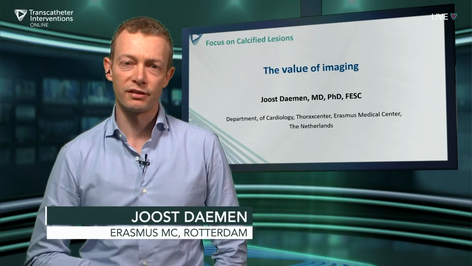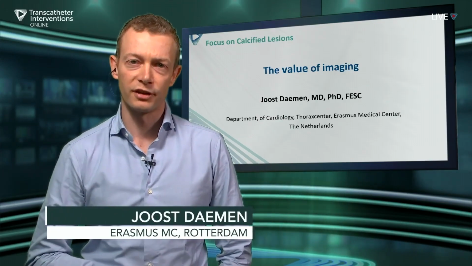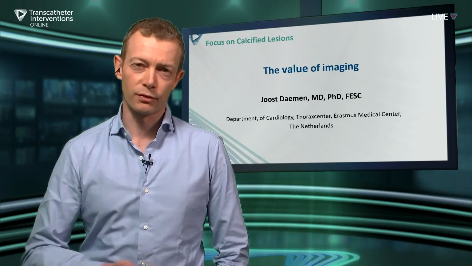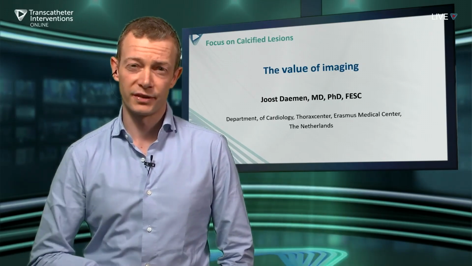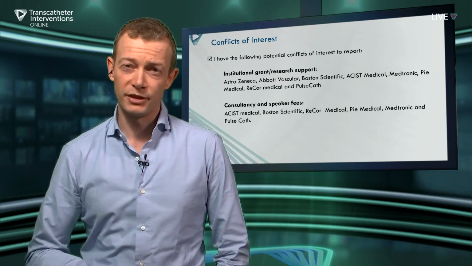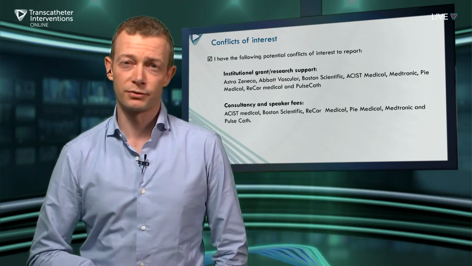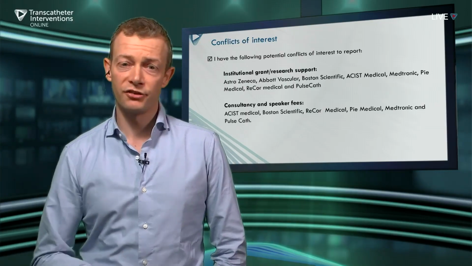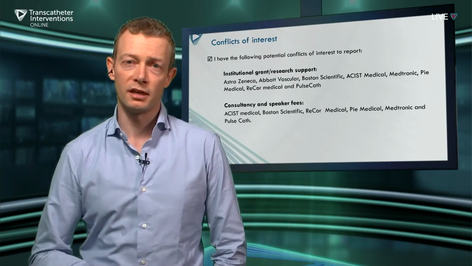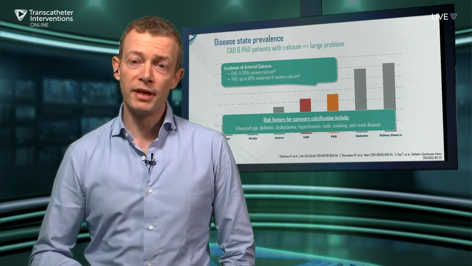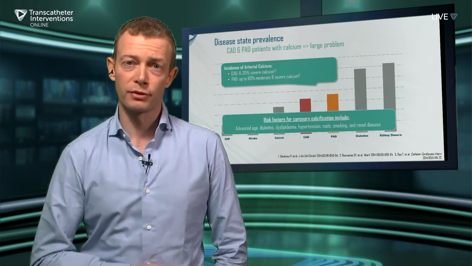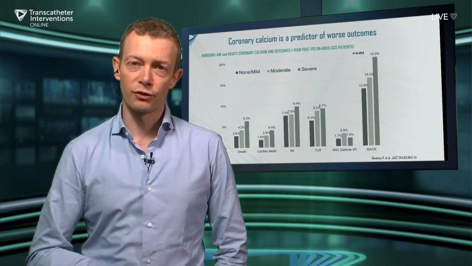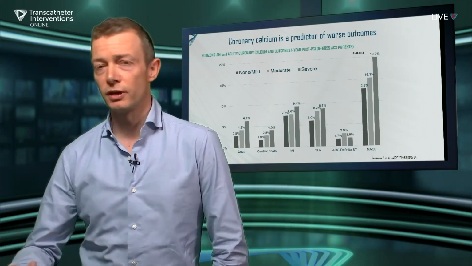As shown in this slide, the incidence of calcium is substantial, with up to 20% of cases of coronary artery disease having severe calcifications, and this number even goes up to 80% in patients with peripheral artery disease. Calcium, though, is more frequent in patients with advanced age, diabetes, hyperlipidemia, hypercholesterolemia, male gender, smoking, and very importantly, renal disease. And calcium is also a predictor of worse outcome in stable patients, but also in unstable patients.